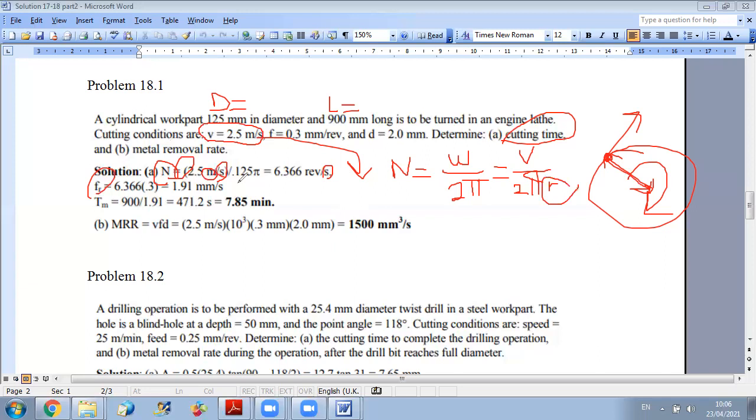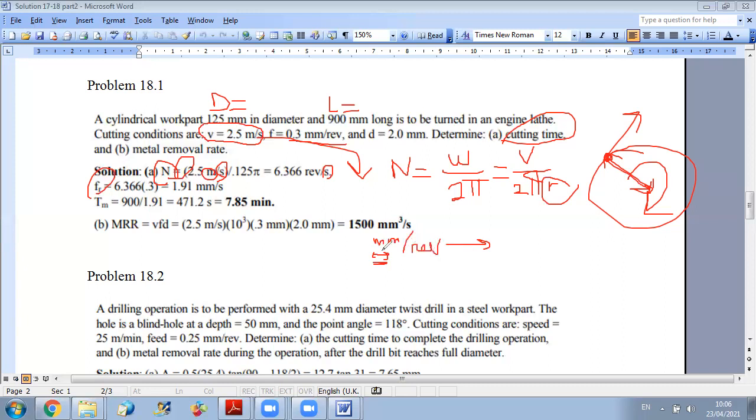Now, the feed rate represents the advancing velocity of your tool during the operation. The feed is given here in millimeter per revolution. To convert from feed to feed rate, you can multiply, because what is the difference? The feed is the advancing distance per revolution. So the unit is millimeter that I am cutting for one revolution of my work part.